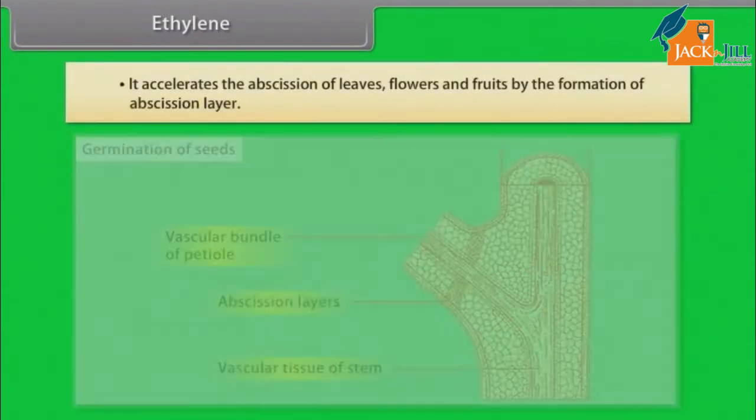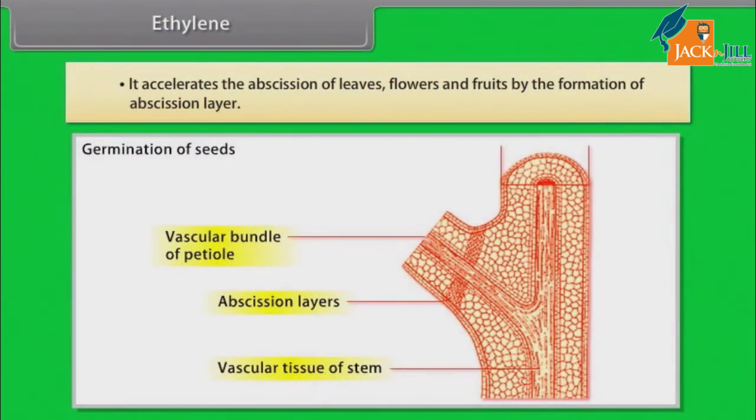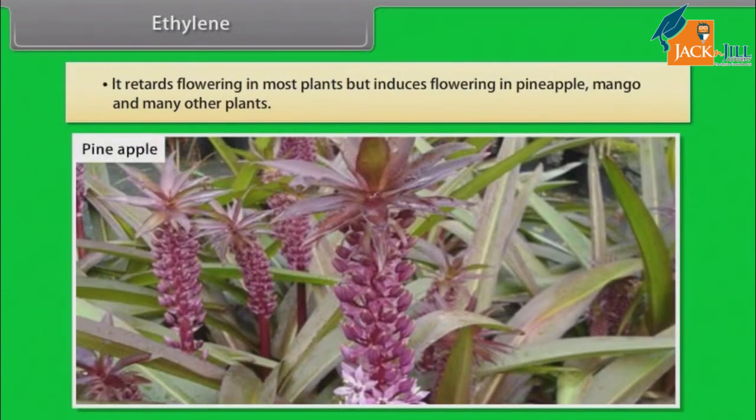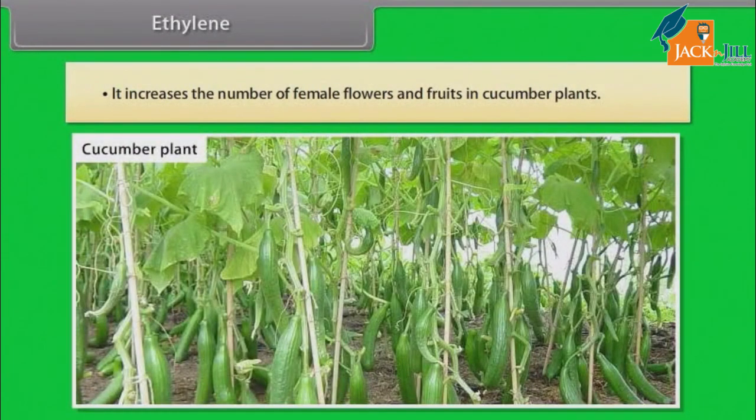It accelerates the abscission of leaves, flowers, and fruits by formation of the abscission layer. It retards flowering in most plants but induces flowering in pineapple, mango, and many other plants. It increases the number of female flowers and fruits in cucumber plants.